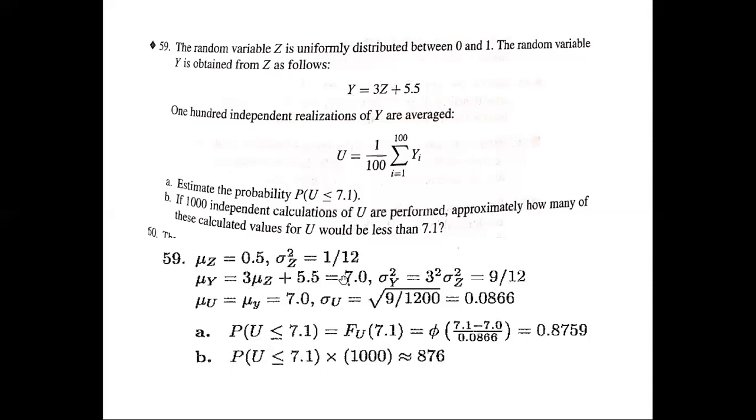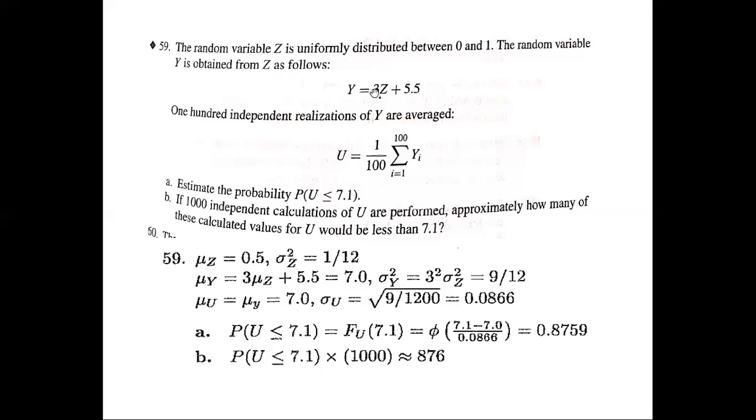Okay, and the variance of y will be equal to the variance of 3z plus the variance of 5.5. Variance of 5.5 will be 0. Variance of 3z will be equal to 3 squared times the variance of z. You can try to write it, expand it, and try to solve that. You'll definitely get it. Okay.